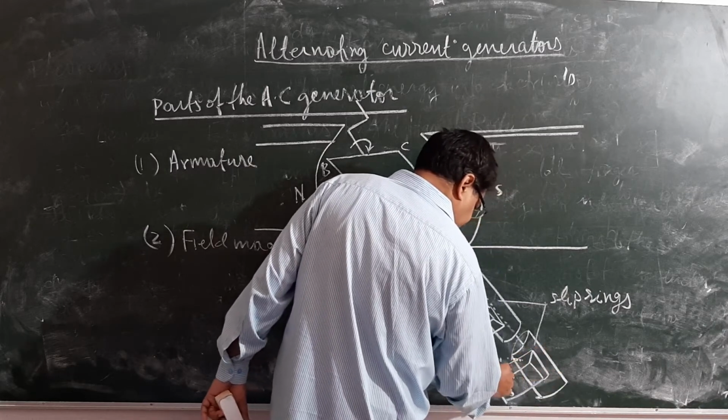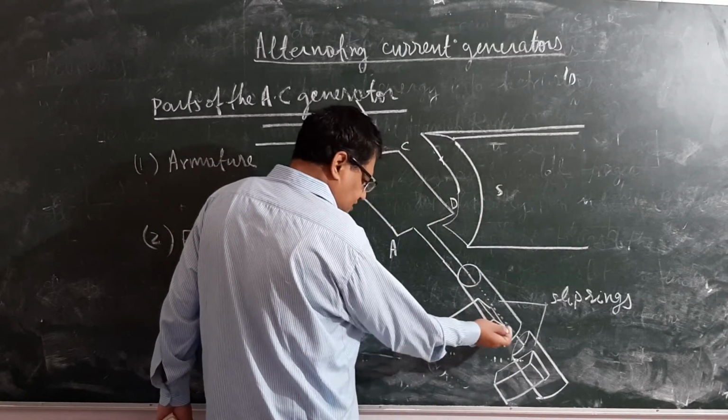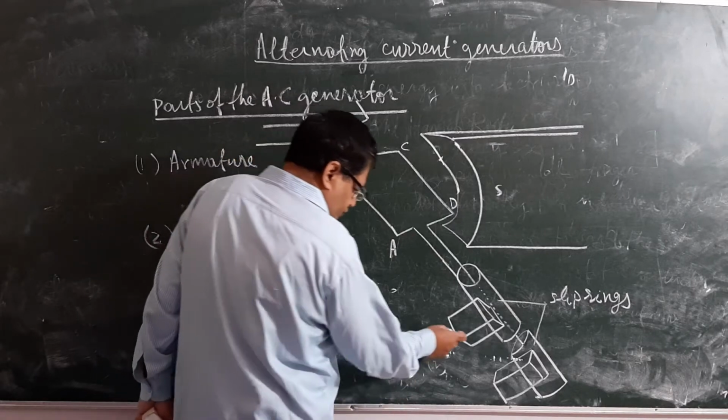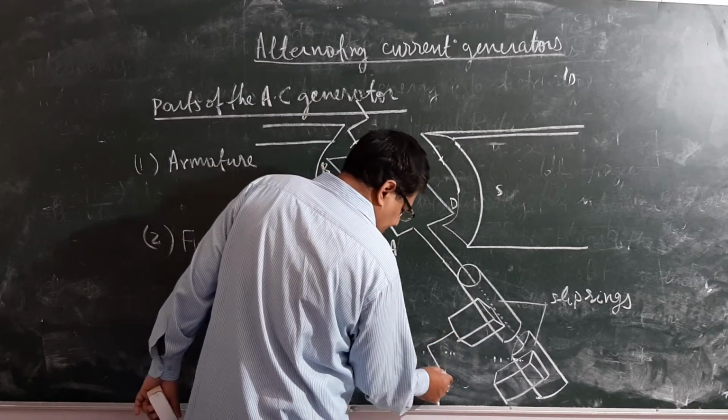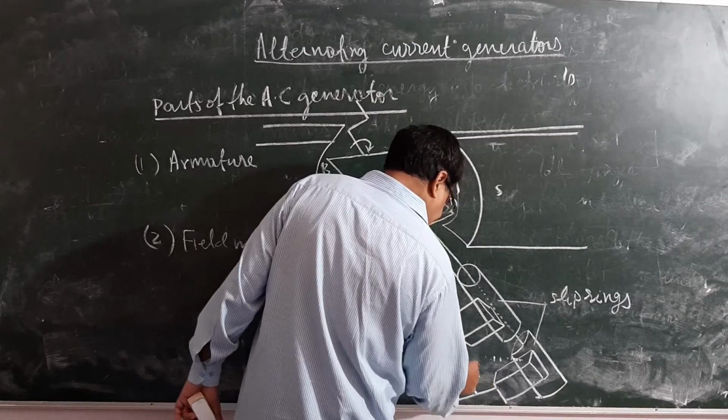The purpose of the slip rings or the brushes is to just draw out the current that is given in the slip rings. Now this can be connected to a resistor, say an external resistor like this. This is the external resistor.